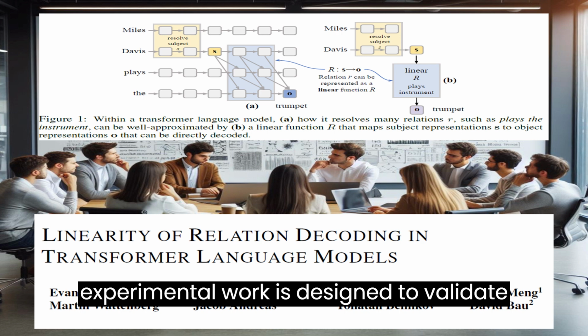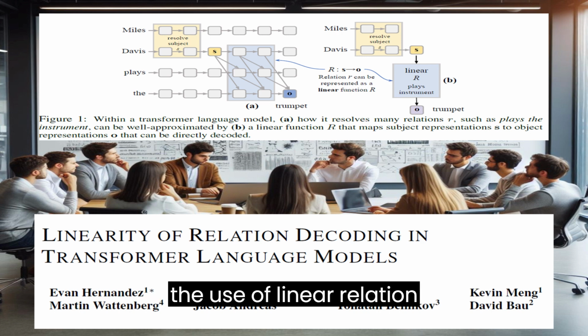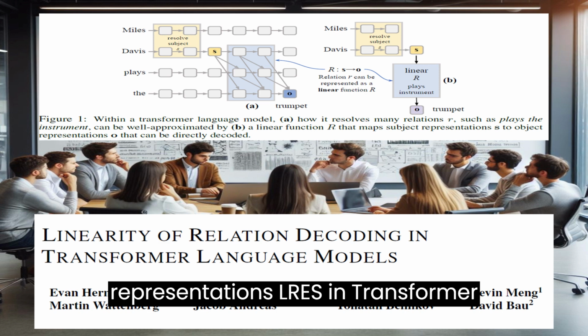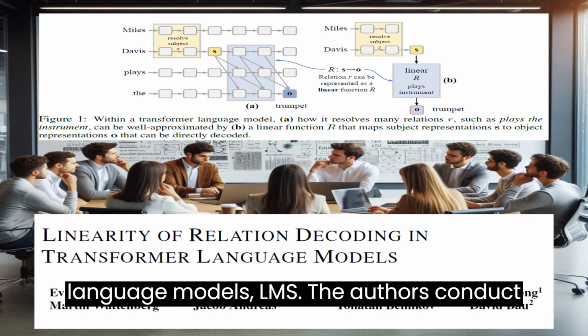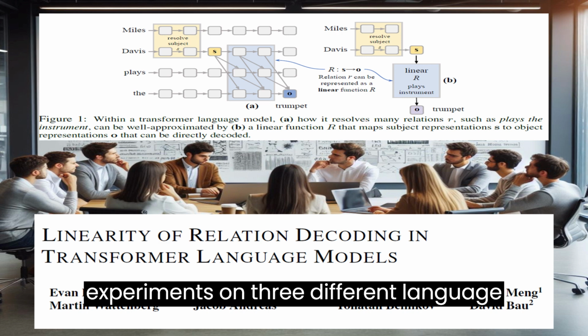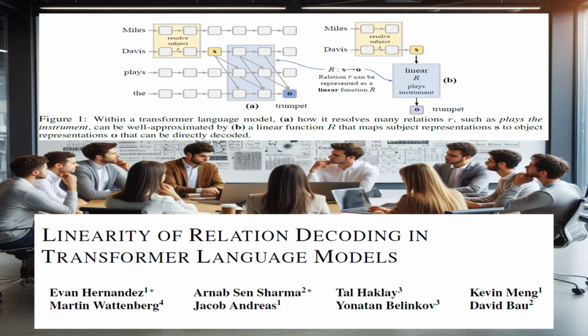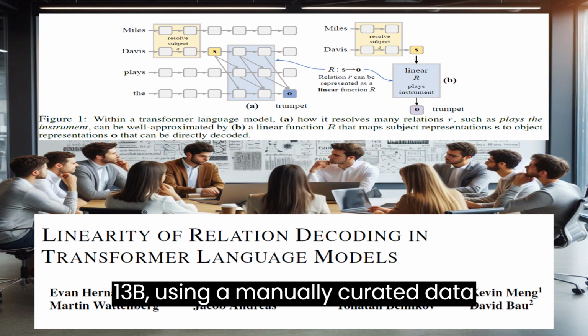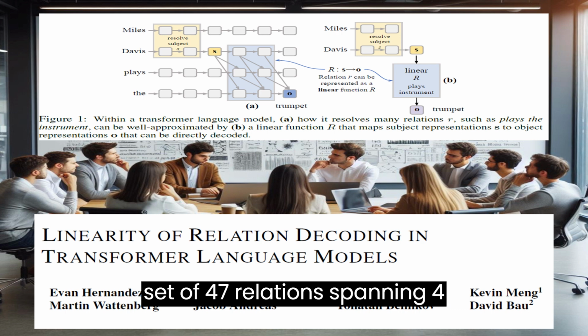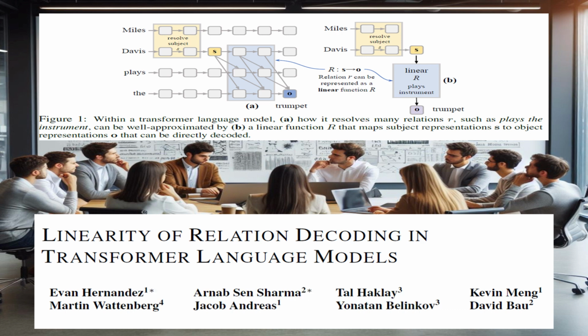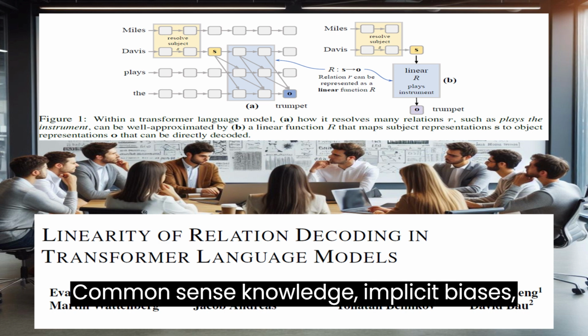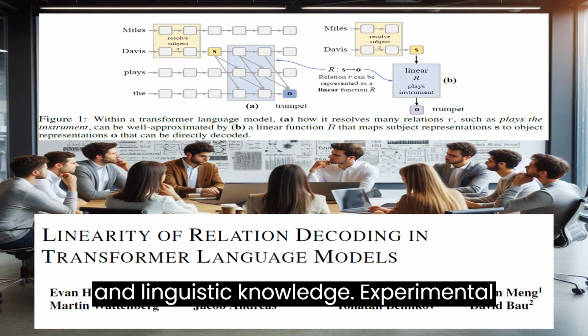The experimental work is designed to validate the use of linear relation representations, LREs, in transformer language models, LMs. The authors conduct experiments on 3 different language models, GPT-J, GPT-2 XL, and Llama 13B, using a manually curated dataset of 47 relations spanning 4 categories: factual associations, common sense knowledge, implicit biases, and linguistic knowledge.